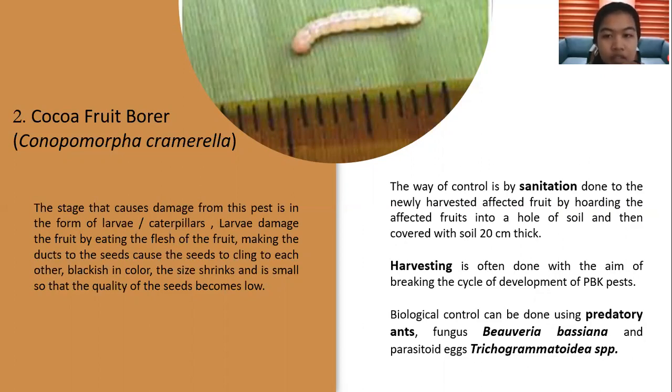Harvesting is often done with the aim of breaking the development cycle of the PBK pest. Biological control can be done using predatory ants, the fungus Beauveria bassiana, and the parasitoid Trichogrammatoidea sp.